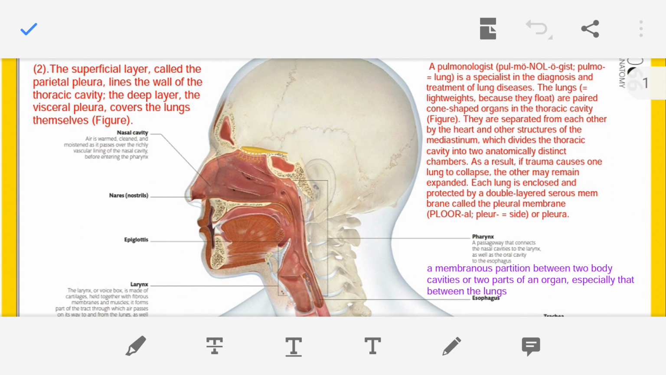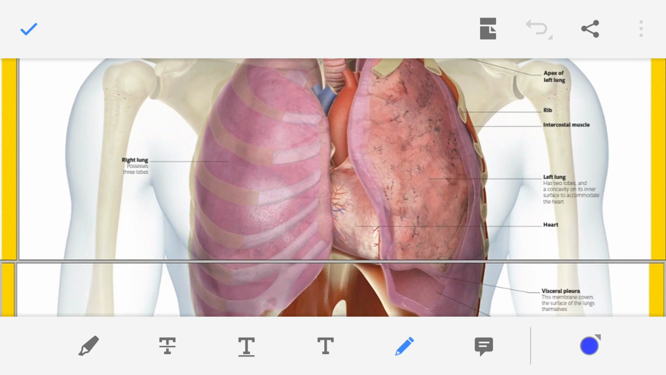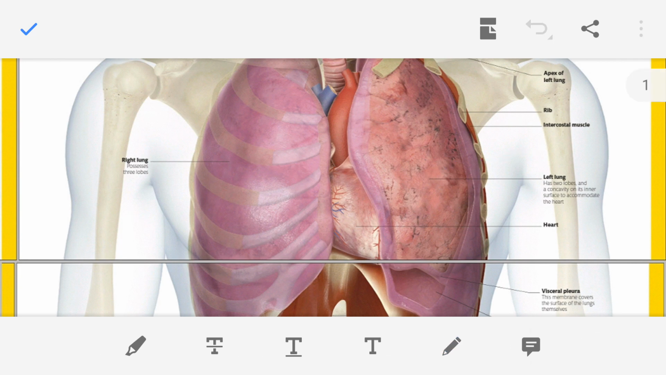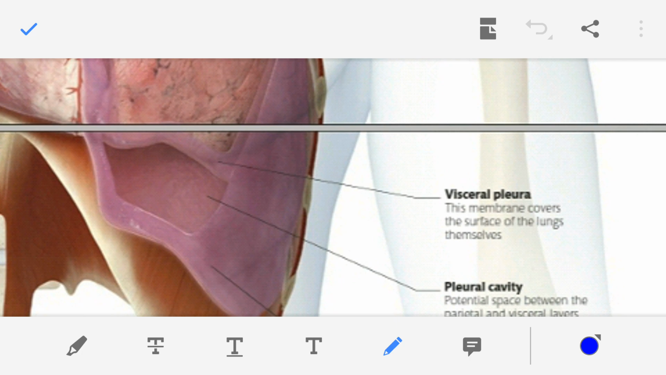So in the figure, I am showing you this pleural membrane. Here you see this one and this one. These are the two membranes that we are talking about. First, this membrane is the visceral pleura, and it covers the surface of the lung. Just on the surface of the lung, this visceral pleura is present.